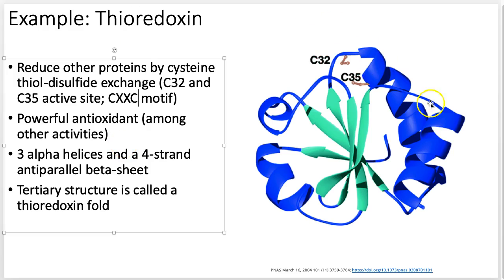It has 3 alpha helices, so we got, let's see if I can get this right. I think they're considering this 1, 2, and then there's like a little one here, or it's 1, 2, 3. I don't remember. And then a 4-stranded beta sheet.